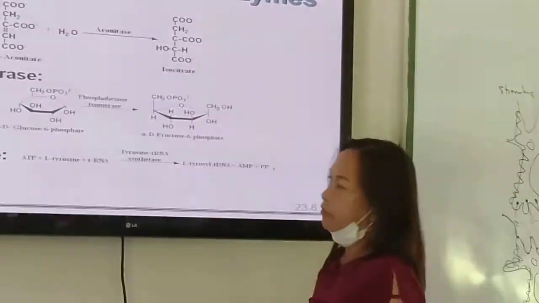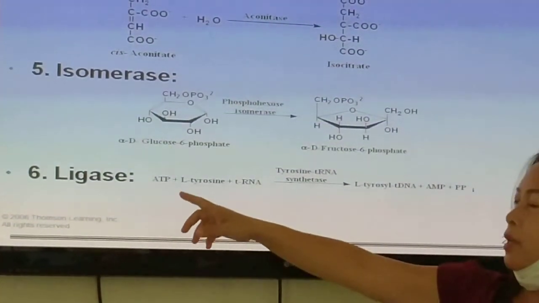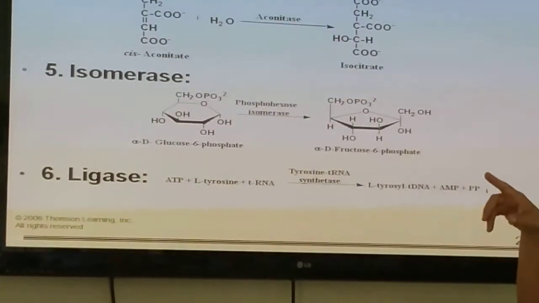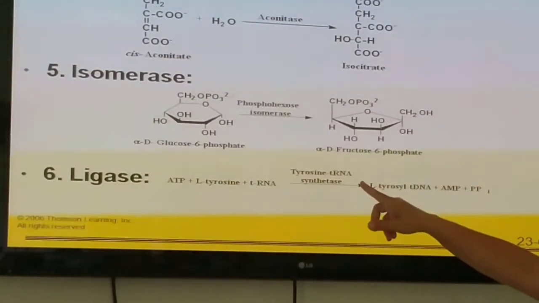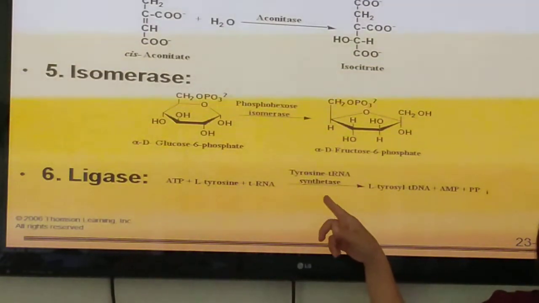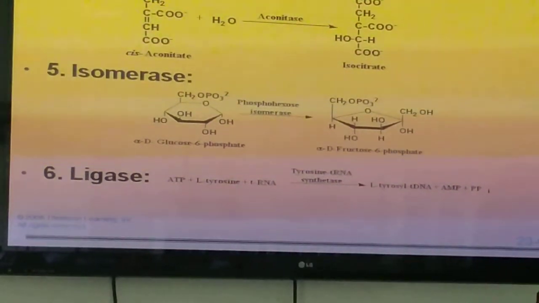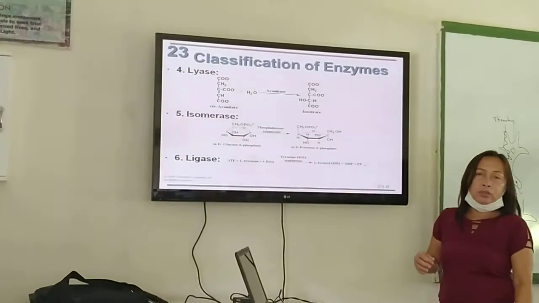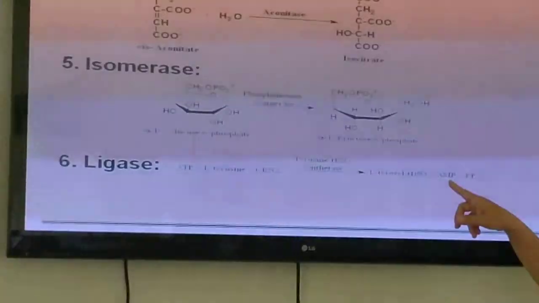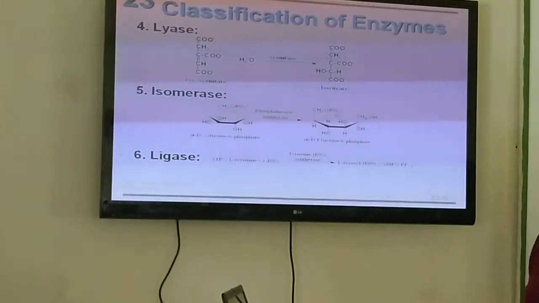Then another, you have ligase. Ligase means joining of two molecules together. Here you have the ATP, the L-tyrosine plus the tRNA. This is during the translation process, so you need this enzyme, tyrosine tRNA synthetase. Synthetase is the enzyme responsible for synthesis. When you say synthetase, synthesis means formation. So that becomes L-tyrosyl-tRNA plus AMP plus inorganic phosphate. So one phosphate is removed.